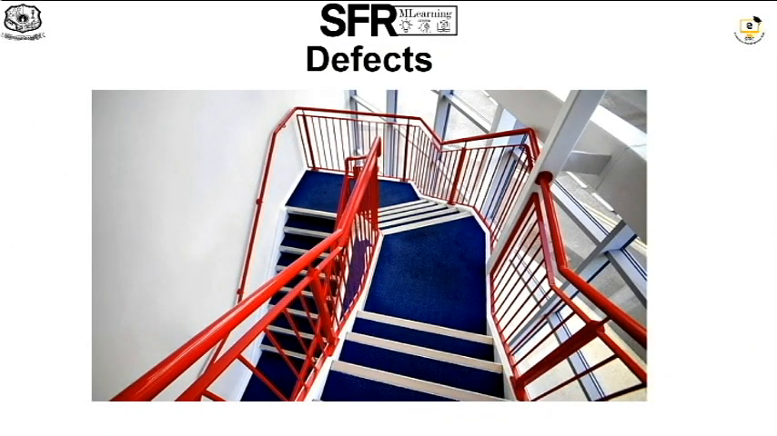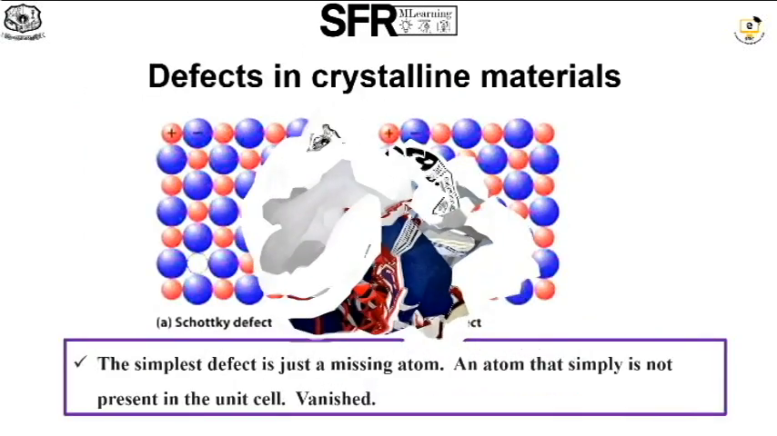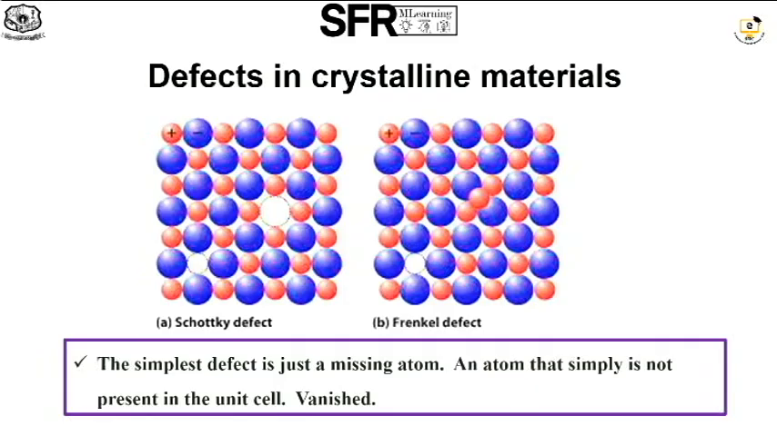Next, kindly see, defects are presented in the steps. The steps should be placed uniformly, but here it is not like that. So defects means imperfection presented in materials, where atoms and molecules are not uniformly arranged. That is called defects. Next, defects in crystalline materials. The simplest defect is just a missing atom, an atom that is simply not present in the unit cell, that is vanished. In this figure, missing of an atom and the position of a few atoms are differed.